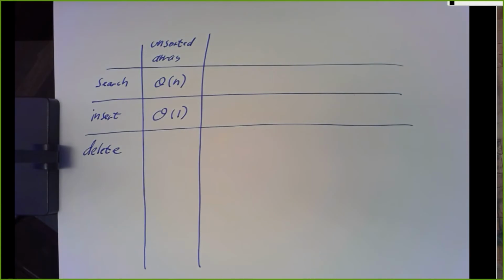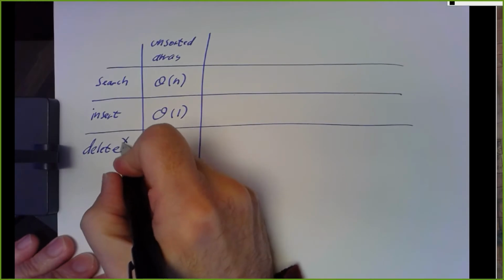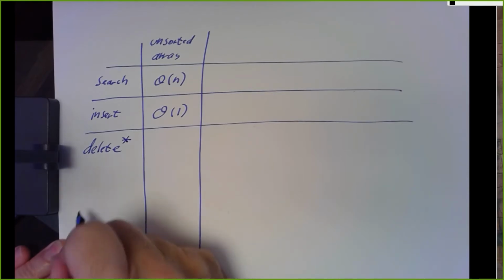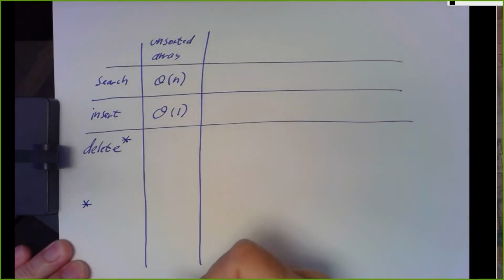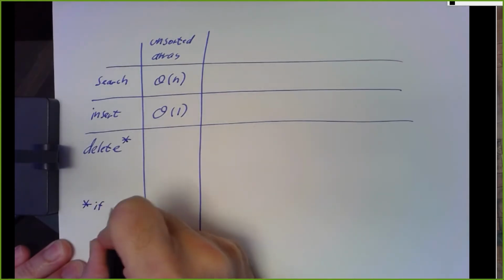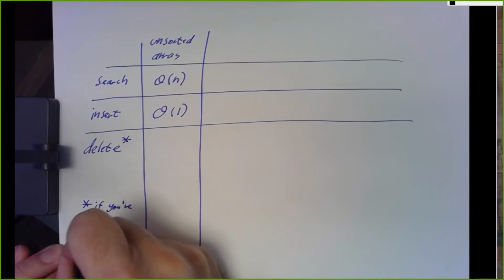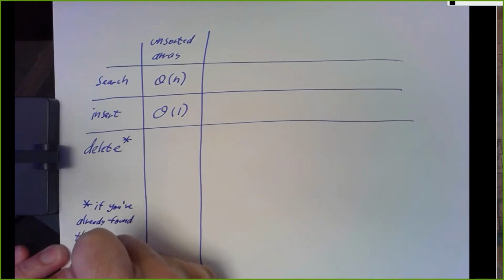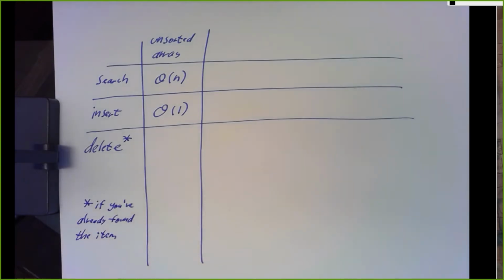And how about deletion? So what do we have to do to delete? So it's order n, but it's mainly order n because we have to find the thing we want to delete. So suppose you've already found the item in question. Then how much work do you have to do to delete it from an unsorted array? That's back to order 1.